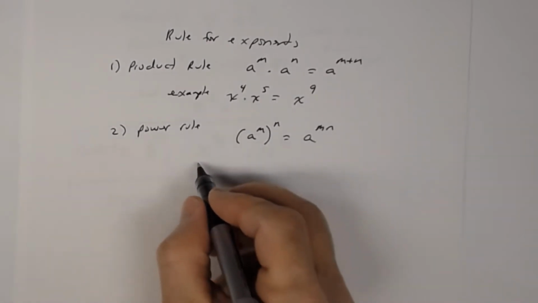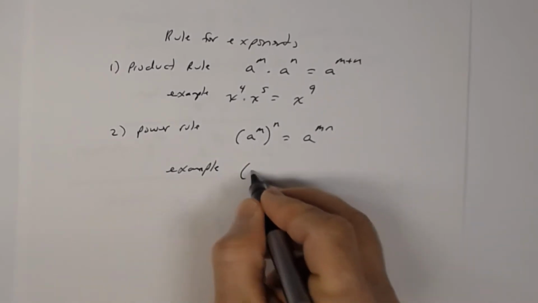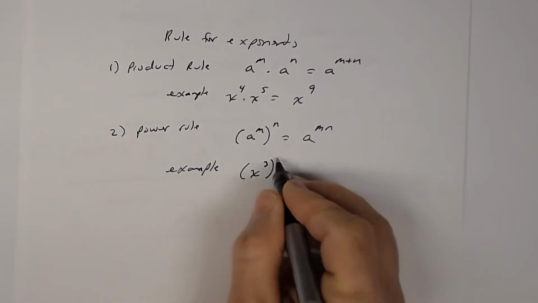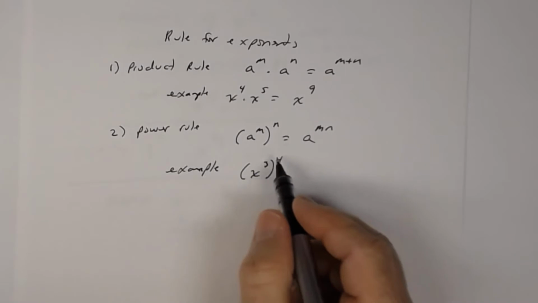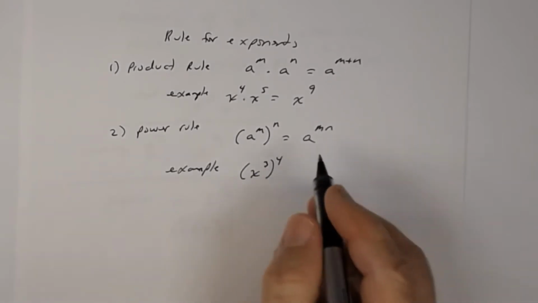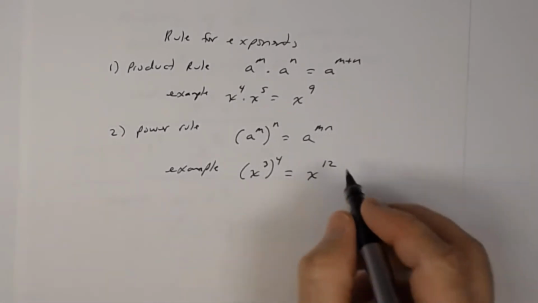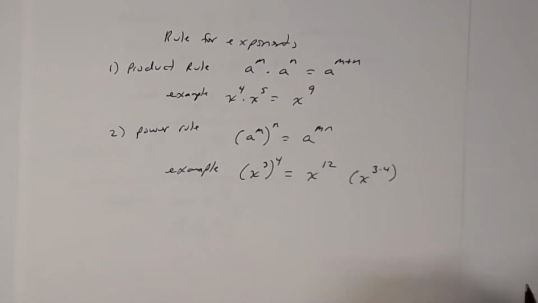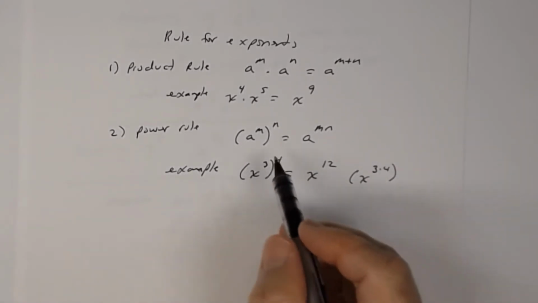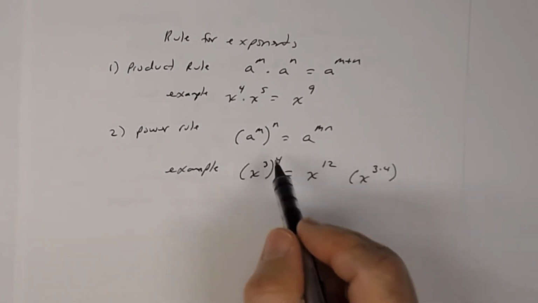So basically, if you want to look at an example, you could say, all right, if I have x to the 3rd power and that's being raised to the 4th power, then according to the power rule, all I need to do is multiply the exponents together. So 3 times 4 is 12. So that becomes x to the 12th power. Okay? So remember, that's x to the 3 times 4, which is 12. But remember, when you did this last semester, remember what this out of 4 means. This out of 4 means I take x cubed and I multiply it by itself 4 times.